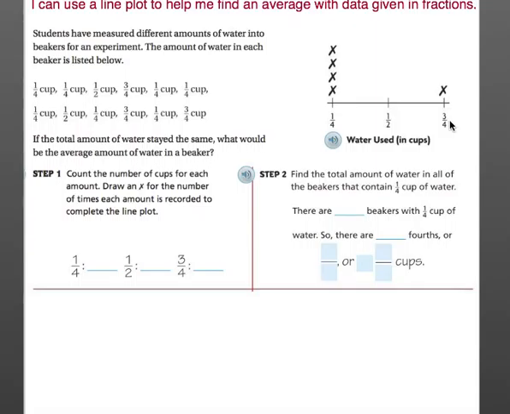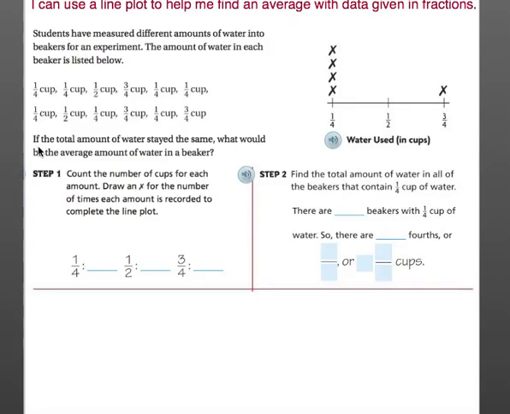So let's go ahead and work our way through this problem to see if we can do a little problem solving using some of our fraction skills and some of our line plot skills that we've learned in previous years in math. So our problem says students have measured different amounts of water into beakers for an experiment. The amount of water in each beaker is listed below. So these are all the different amounts of water in beakers. By counting these up, I can know that there's 1, 2, 3, 4, 5, 6, 7, 8, 9, 10, 11, 12. There were 12 beakers, and they were all these different amounts of water in them.